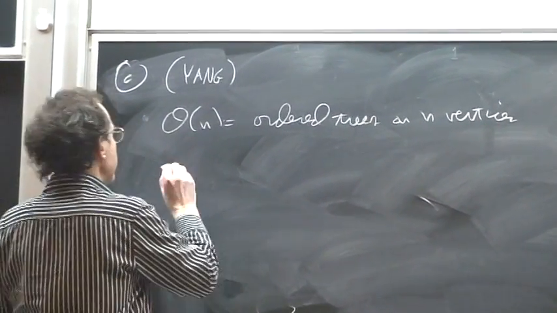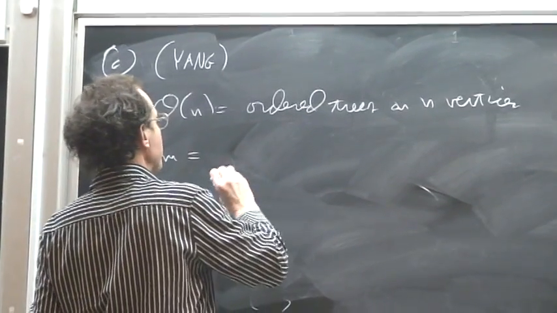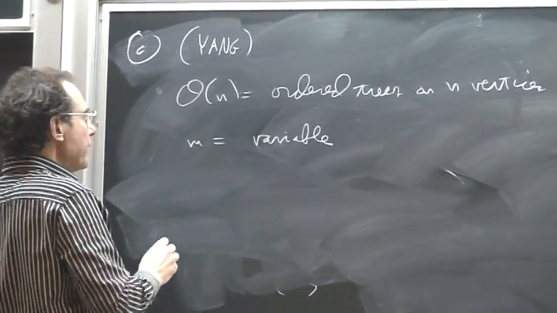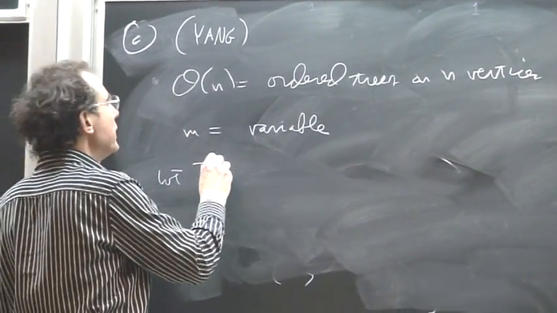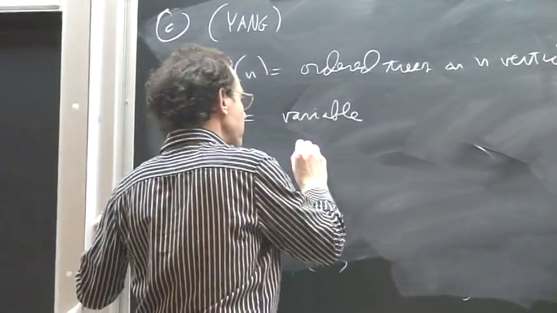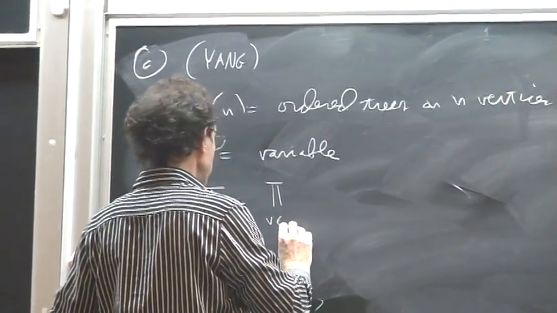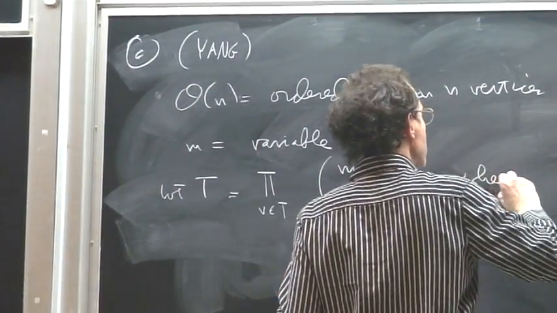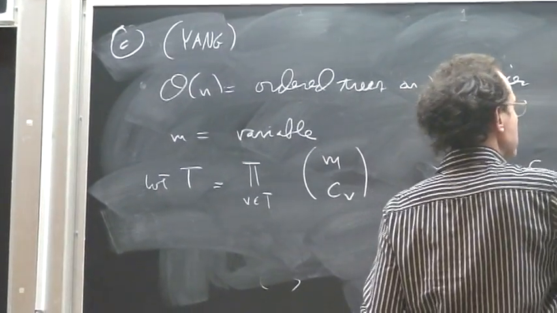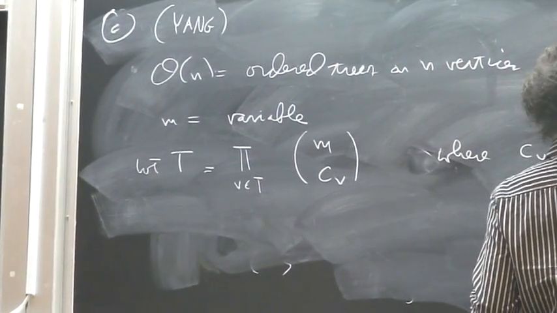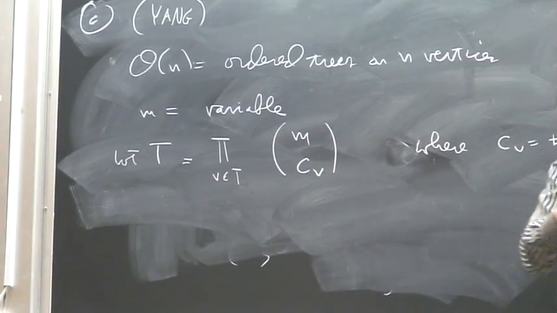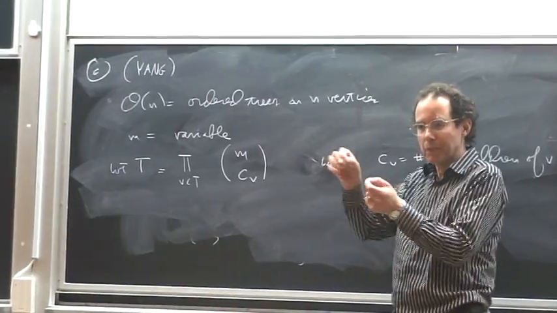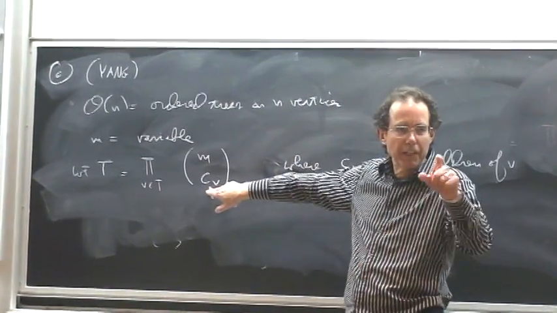And you're going to let M be just some parameter variable of your choosing. And then you give a weight to each ordered tree, by taking the product over all its vertices of M choose C sub V, where C sub V is the number of children. Right, so this is just a polynomial in M, because you multiply out the top, that gives you the polynomial, and you've got CV factorial on the bottom.